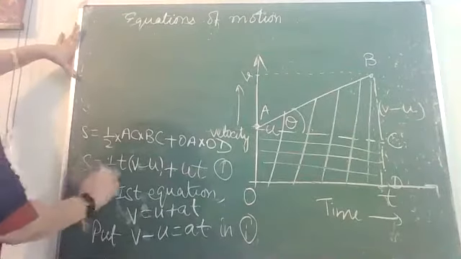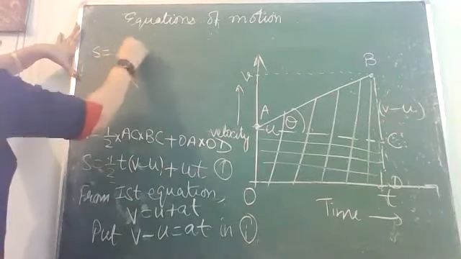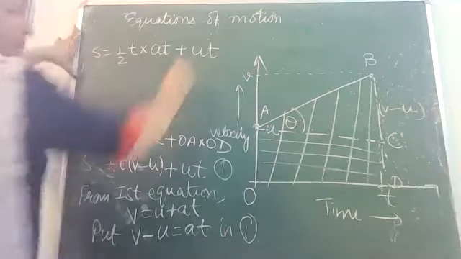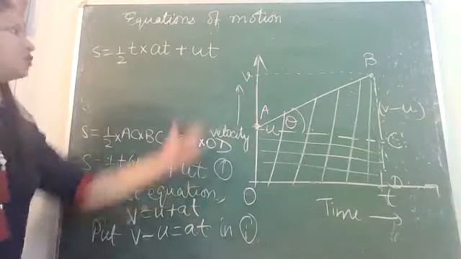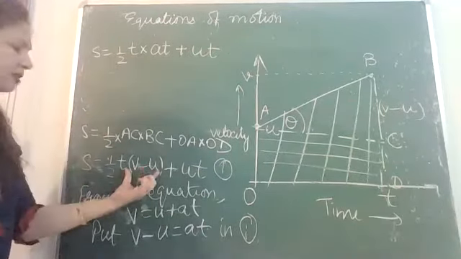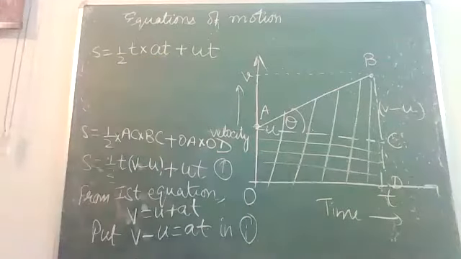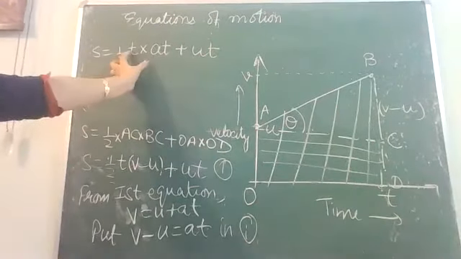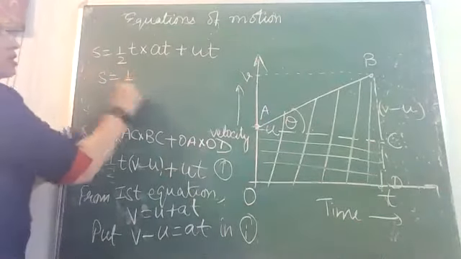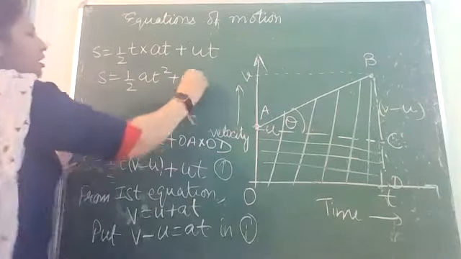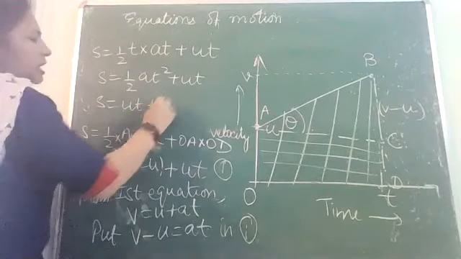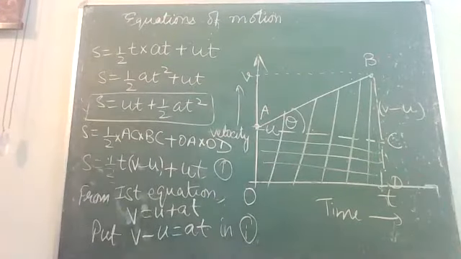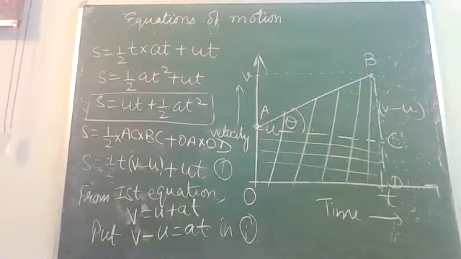Now we get S equal to half T. In place of V minus U, we are going to write VT plus AT plus UT. This UT is as such; everything else remained the same, we only substituted AT for V minus U. So what is AT into T? AT square. So S is equal to half AT square plus UT, or we can write S equal to UT plus half AT square. So this is the proof of our second equation of motion by graphical method.